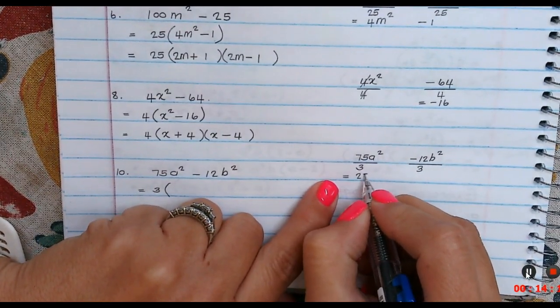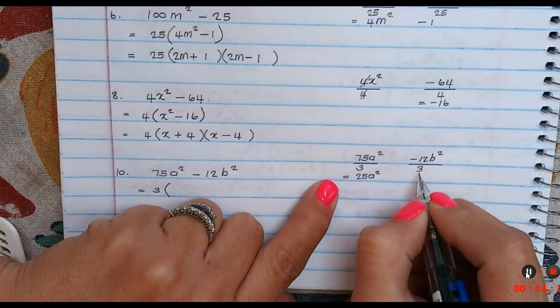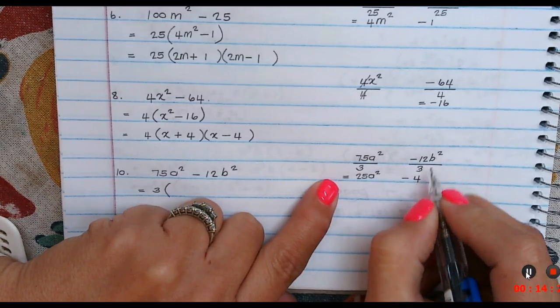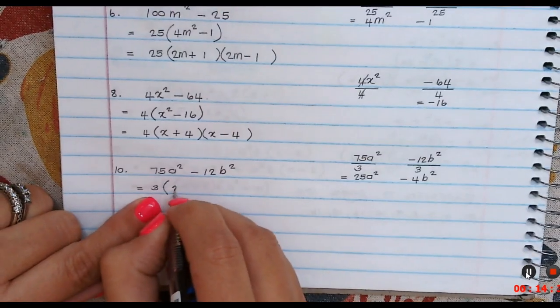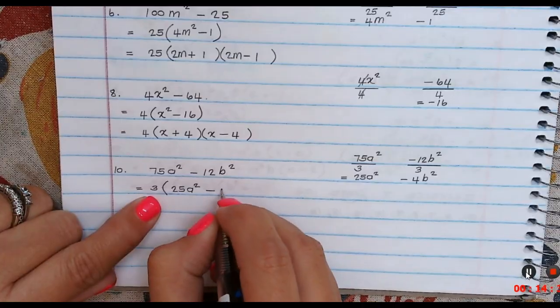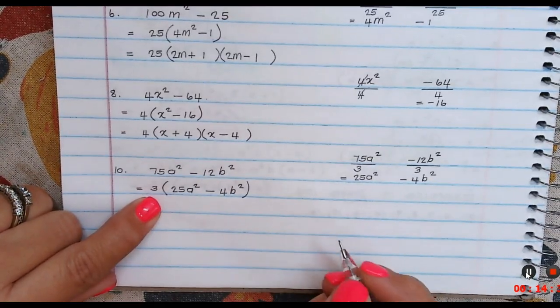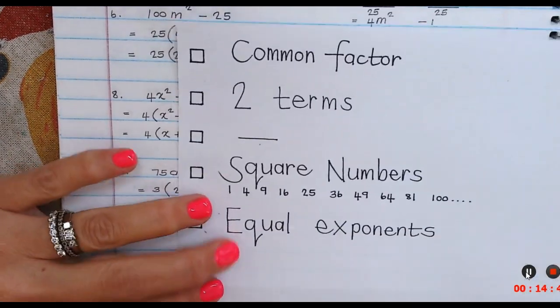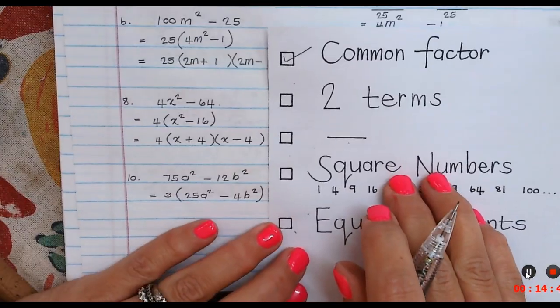75 divides by 3, 25a squared. Negative divides by positive, negative. 12 divides by 3, 4b squared. So 25a squared minus 4b squared. Right, go back to your check boxes. We are done with a common factor.